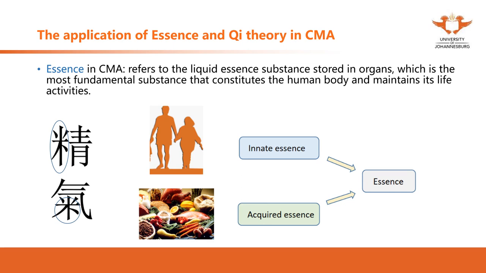Essence is very important, but the innate part you can't change. That's from your parents. The only way we can nourish it is through the acquired essence. So that's the essence in Chinese medicine. It's a liquid form, but this liquid form we can't see. The liquid substance is stored in organs. So if in a test, there's one question that I ask: where is the essence stored in our body?